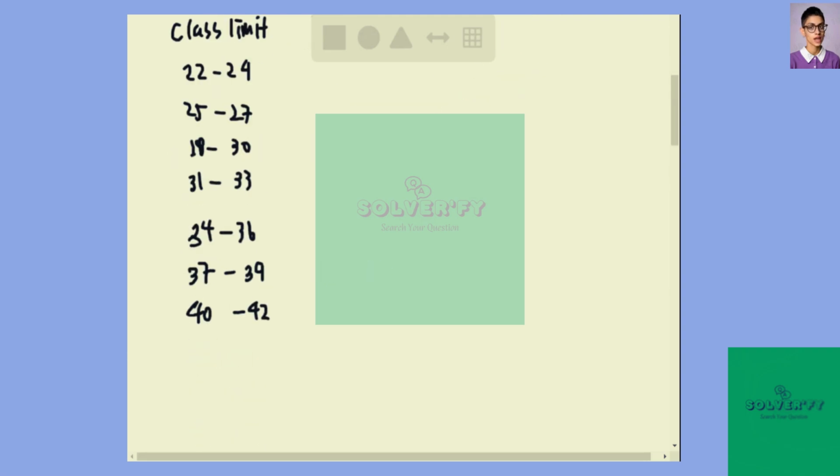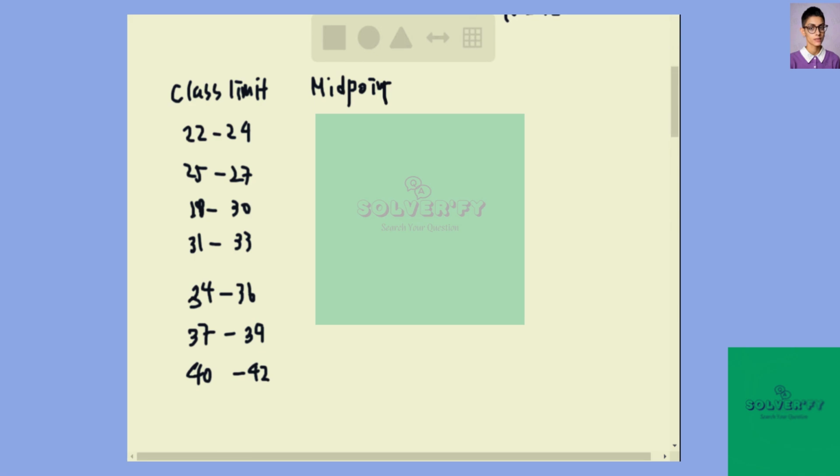Let's write down the midpoints first. For the midpoint, add those two and divide by 2. So 46 divided by 2 is 23. 52 divided by 2 is 26. Then 28, and 58 divided by 2 is 29. So it looks like we keep adding 3: 32, 35, 38, and 41. All right, we're almost done.